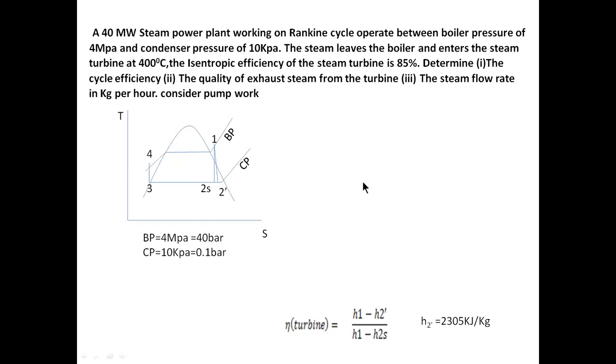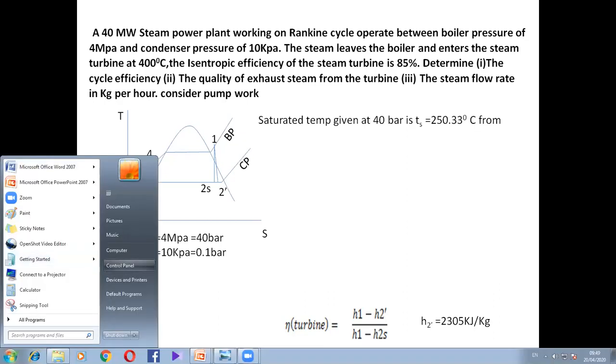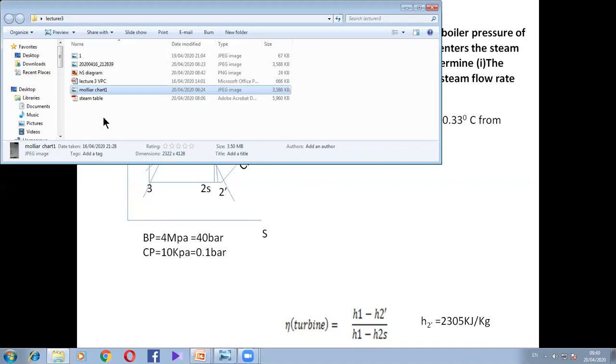Okay, but here when I check the steam table at 40 bar, Tsat given is 250 degrees Celsius. That means at 40 bar pressure, see, this is the 40 bar pressure line, right? Tsat means the temperature on this line, and it is 250 degrees Celsius. Okay, I will show you where to look for this value in the steam table.